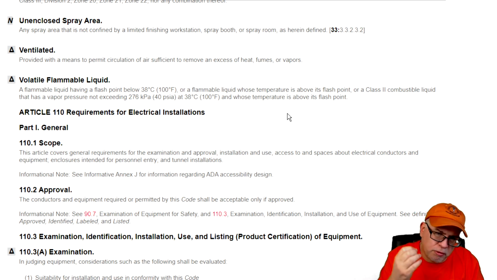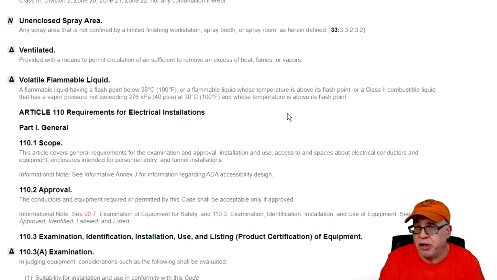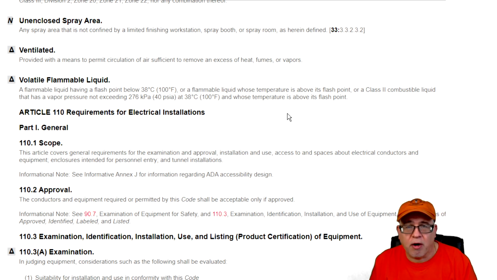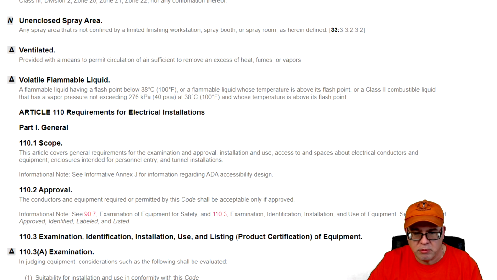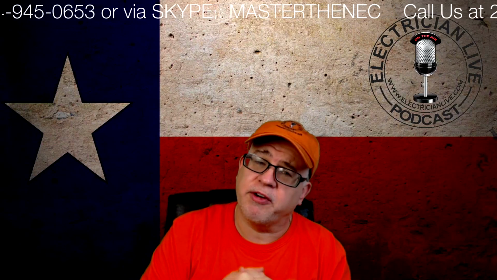So the definition is here because it makes reference to volatile flammable liquids in other articles of the code, most notably probably Article 501, okay? Because that's dealing with flammable gases and liquids. You with me? Because it makes that reference, here we go. But obviously it's here, so it could be in other articles as well that you have to deal with, all right? All right, so with that said, we have finished all that we're going to cover in definitions.